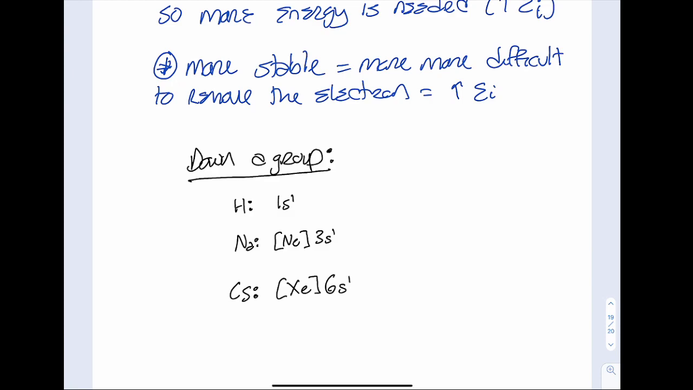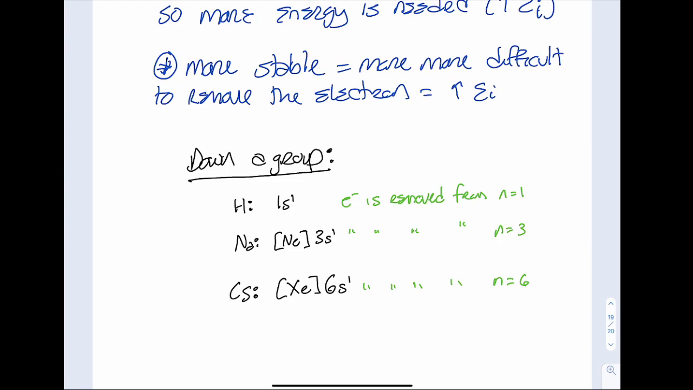So in hydrogen, I'm removing an electron from our first shell, right? N is equal to 1. With sodium, our electron is removed from N is equal to 3. And with cesium, the electron is removed from N is equal to 6. So is it going to be more difficult to remove an electron from the first shell or from the 6th shell? What do you guys think?